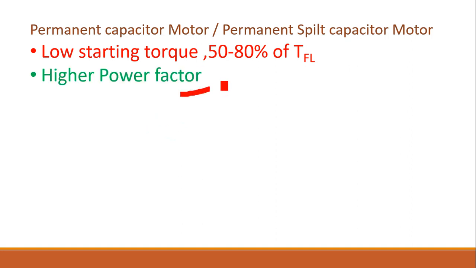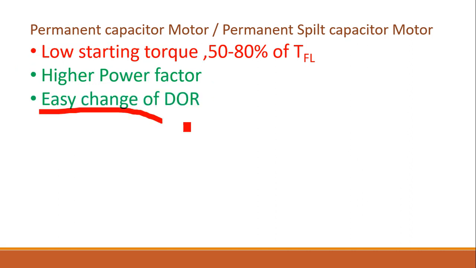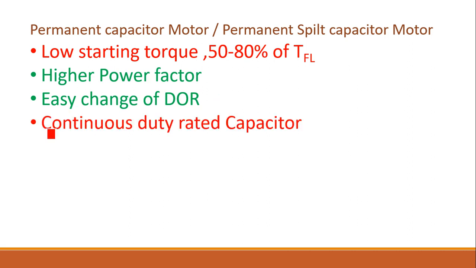and the power factor is comparatively high because it is having almost similar inductive windings and a capacitor. Because of the capacitor, it is having high power factor, and the advantage is we can easily change the direction of rotation. In this ceiling fan, we'll be able to change the direction of rotation easily. We'll be telling how it is used in the washing machine in a later slide. It is a continuous duty rated motor.